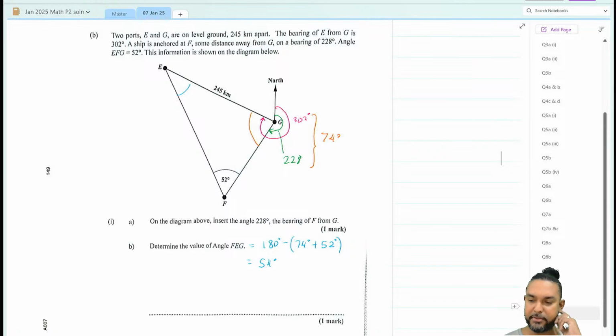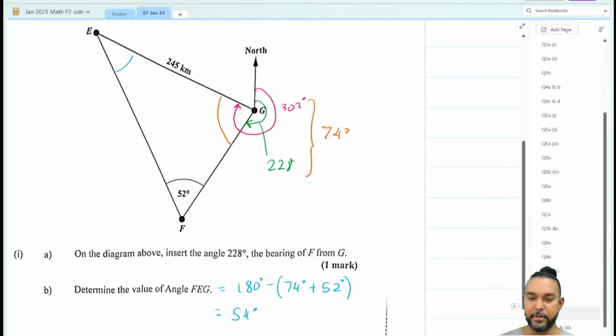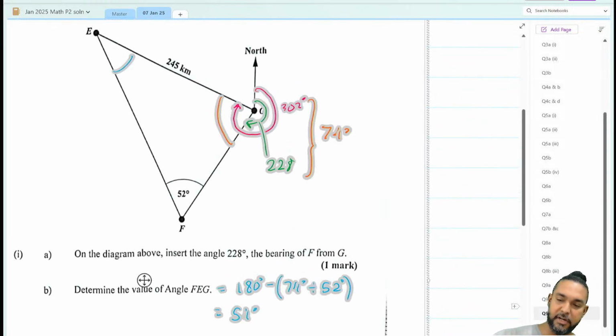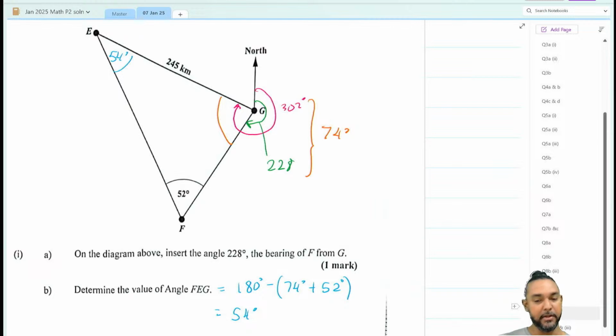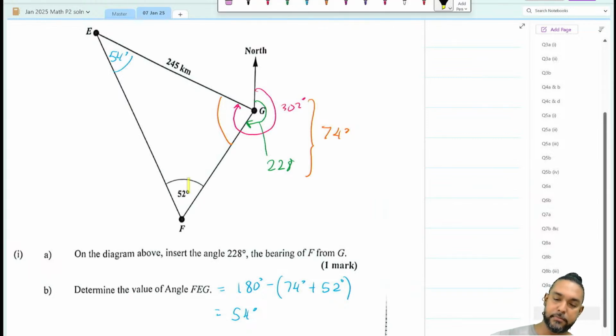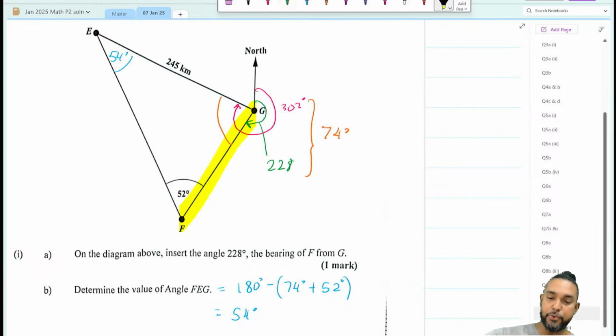The distance the ship is. Calculate GF, the distance the ship is from port G. So GF is that. Okay, so this is 54. Right, 54. Should I break out my formula here? They want GF, right? I'm going to put a line in yellow. Okay, cool. We're going to use the sine rule, all right?